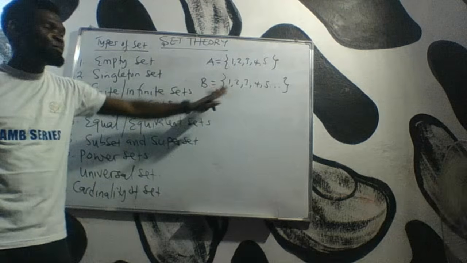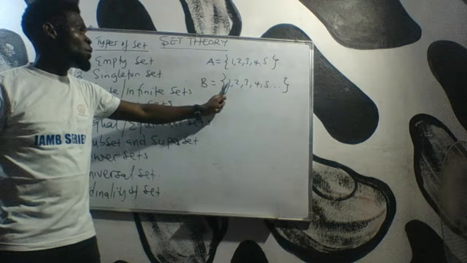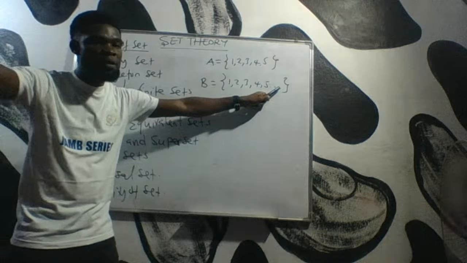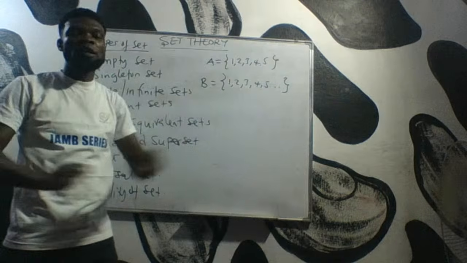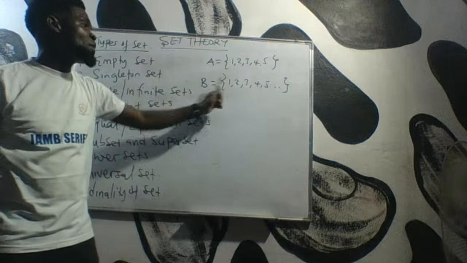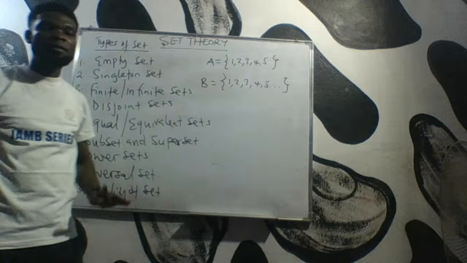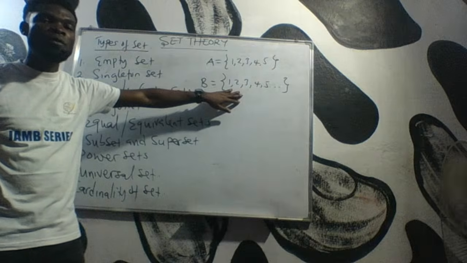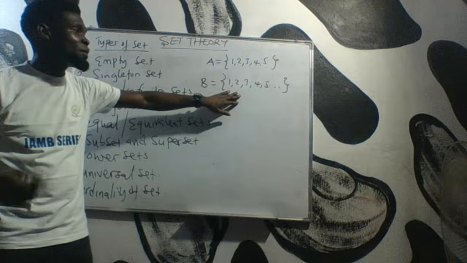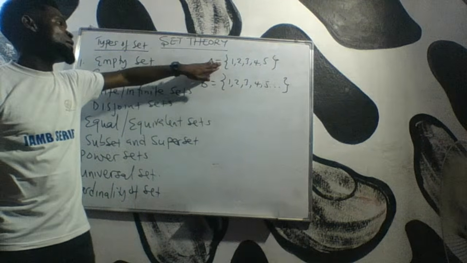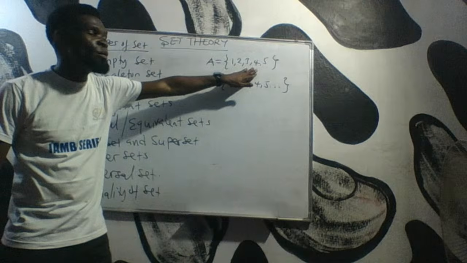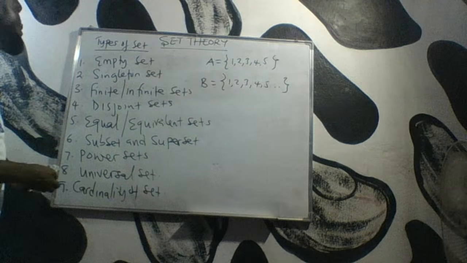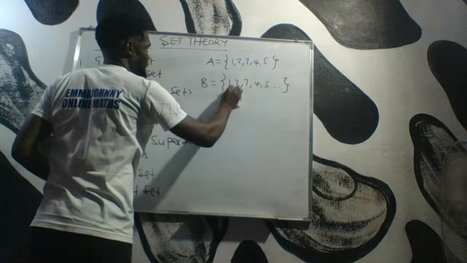But if you look at set B, we have 1, 2, 3, 4, 5, dot, dot, dot, which means the elements of the set continue till infinity. It doesn't have an end. Therefore, we say that this is an infinite set. So a set is infinite if the number of elements is not countable. Whereas it is finite if the number of elements is countable. That's the difference between finite and infinite sets. Okay.